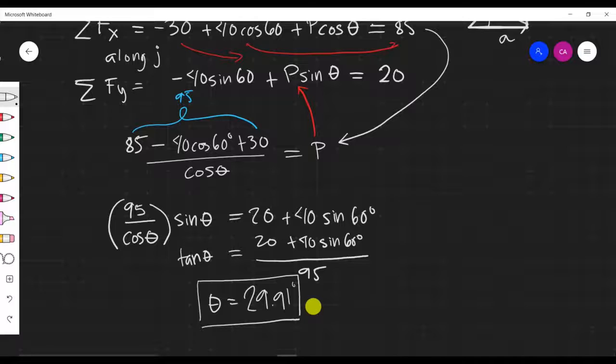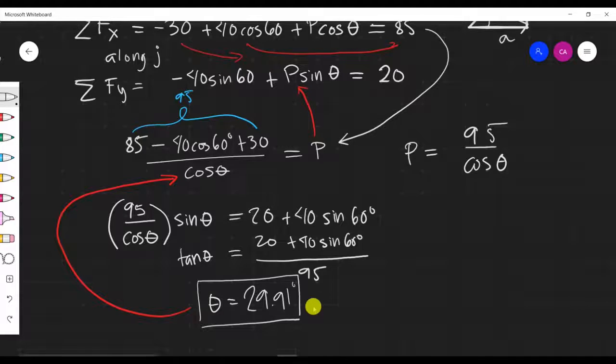May angle na tayo. Ngayon, itong angle na to, pwede nating ibalik dito sa unang equation natin kanina, then masosolve na natin yung P. Okay? Solving for P, P is equals to 95 over cosine theta. So, 95 over cosine of 29.91. Oops, mali. Hindi 29.91.